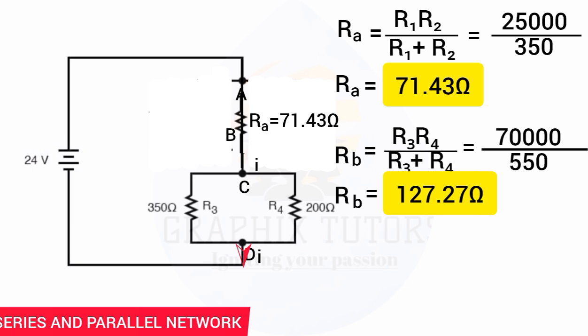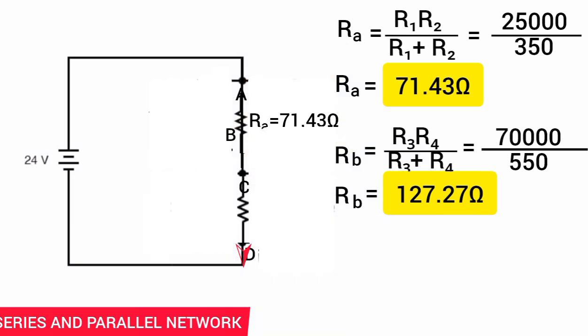127.27. So meaning that if I remove all this now, what will be remaining here will be ROB equals 127.27 ohms. Now what do you notice? We're left with ROA and ROB. So ROA and ROB are now in series.